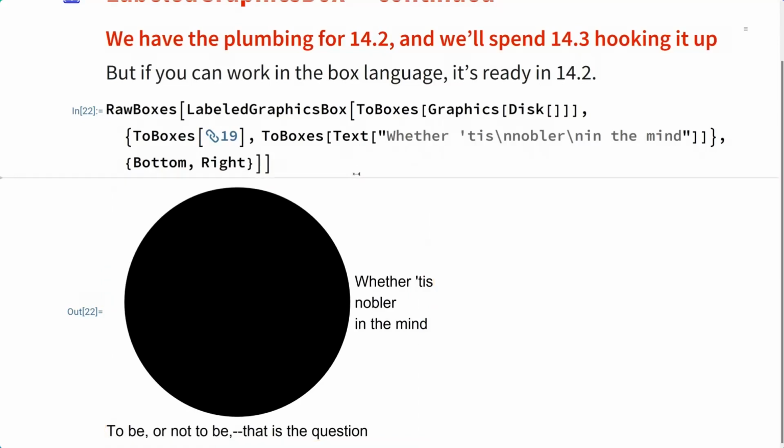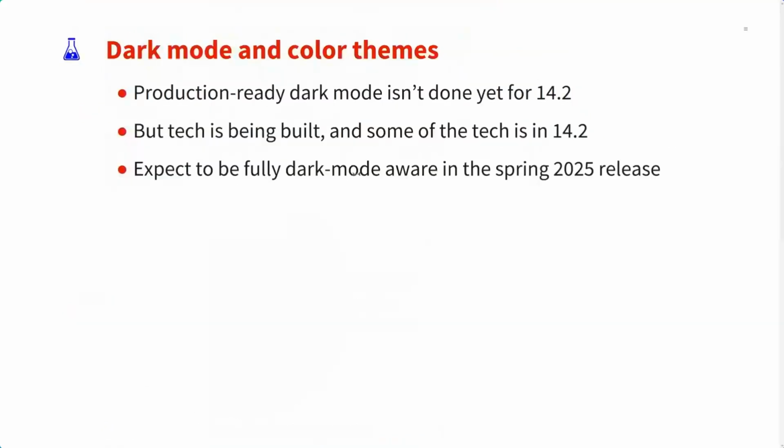And then the next thing is one of the most exciting. Yes, we are finally working on dark mode. Oh, and also color themes. So it's not production ready. Dark mode isn't going to be ready yet for 14.2, but some of the tech that we're building is going to be in there. I do expect a full dark mode version to be available in the spring 2025 release.